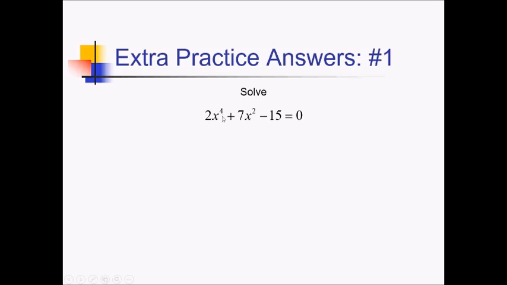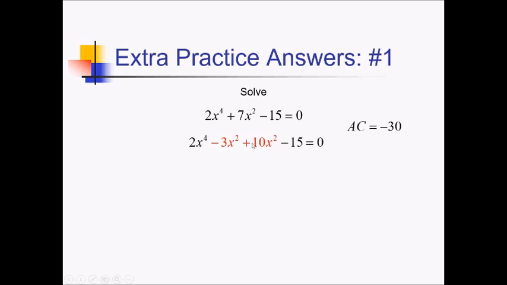I'm going to use the AC method for this one since I have an a value that's not 1. So multiplying 2 and negative 15, that's going to be negative 30. And then I need factors of negative 30 that add up to 7. 1 and 30 won't do it, neither will 2 and 15. 3 and 10 will work though if I have negative 3 and positive 10. So I can split this middle term up then into negative 3x squared plus 10x squared.